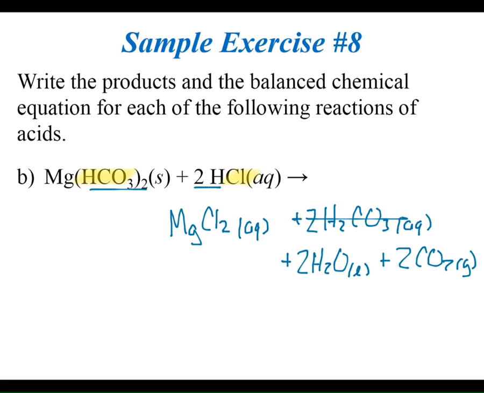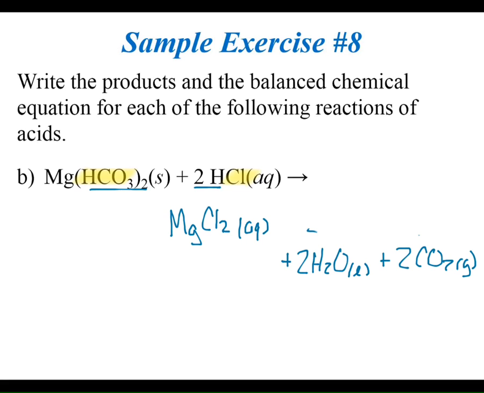Or you could just erase it. Whatever you want to do, I don't care. But just make sure you replace it with what it really is, okay? So again, this is another reaction that bubbles and fizzes because you're making a carbon dioxide gas. The last one made hydrogen gas. This is carbon dioxide gas bubbling out.